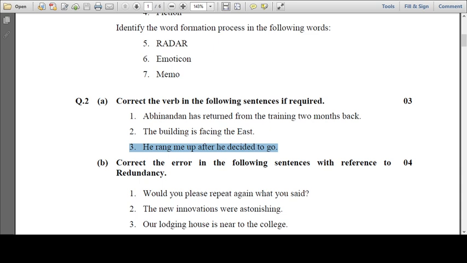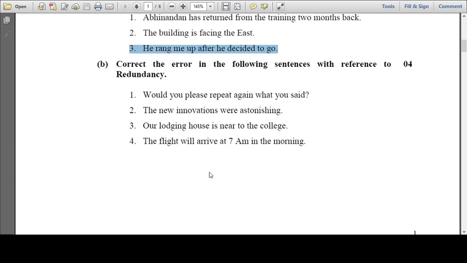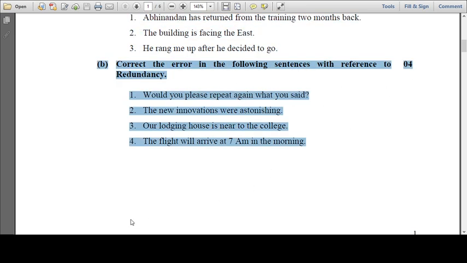Now, if we see the next one, correct the error in the following sentences with reference to the redundancy. Now, the question comes, what is called redundancy? So, for this, first see. This is all about 4 marks.